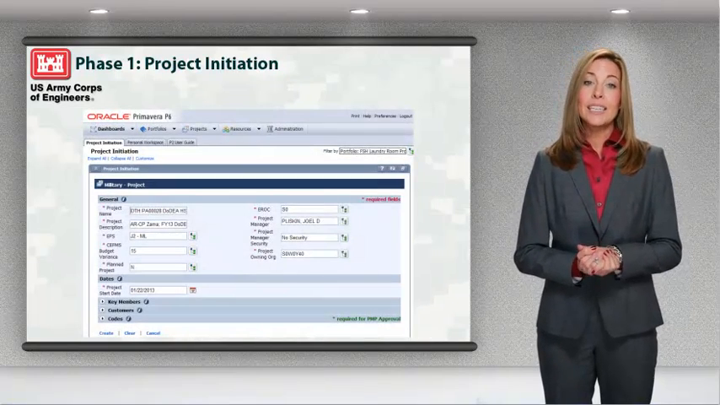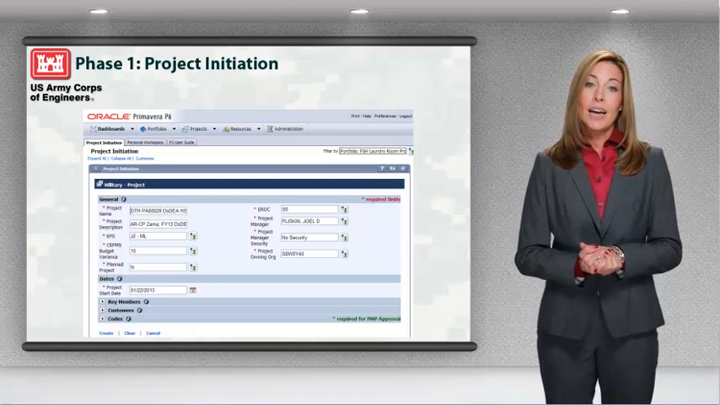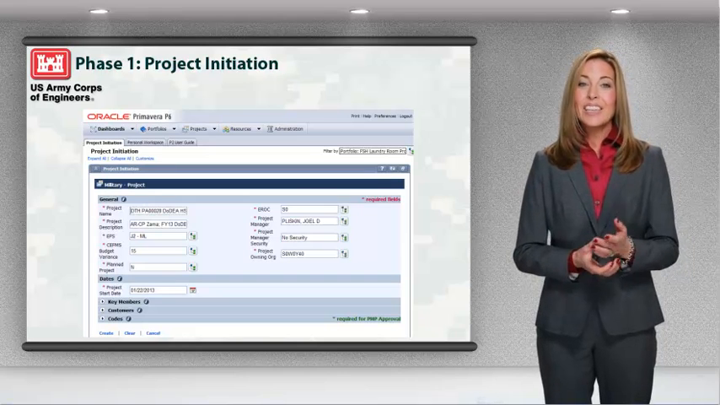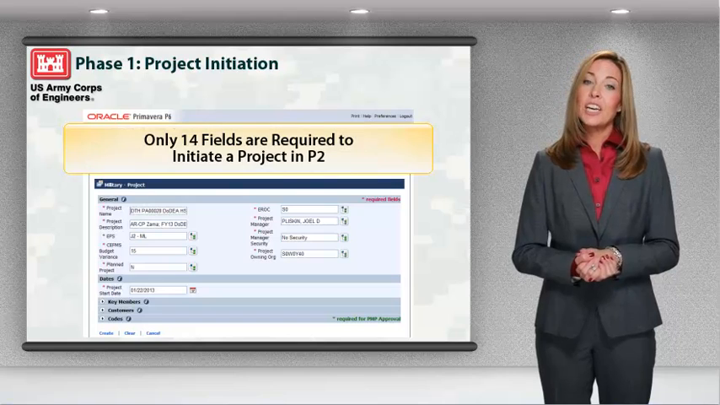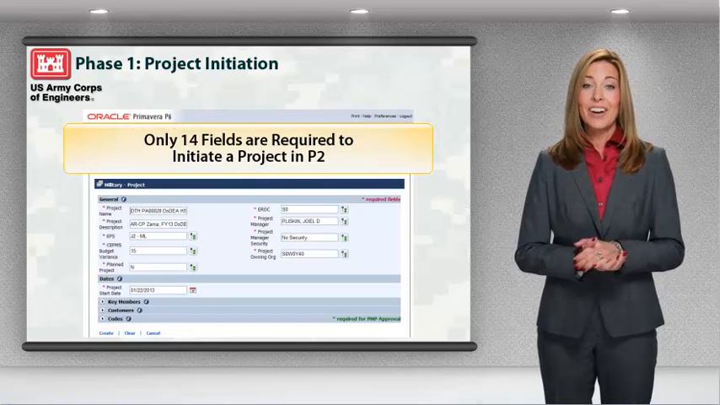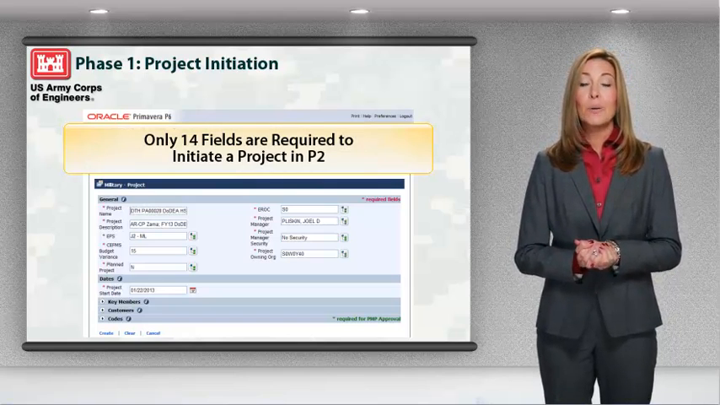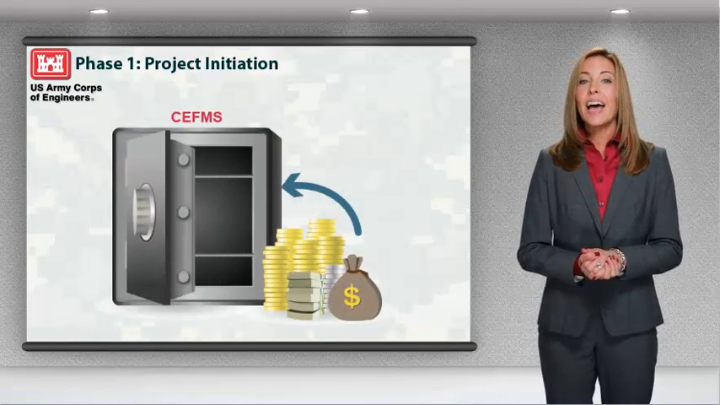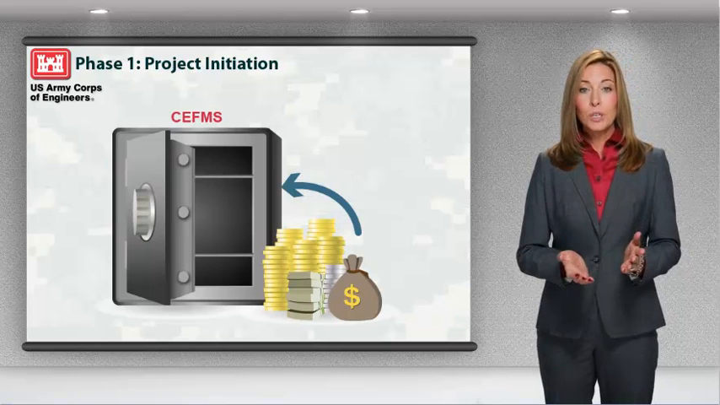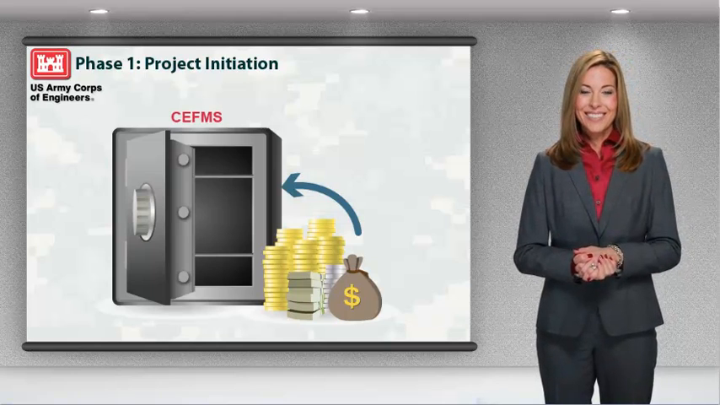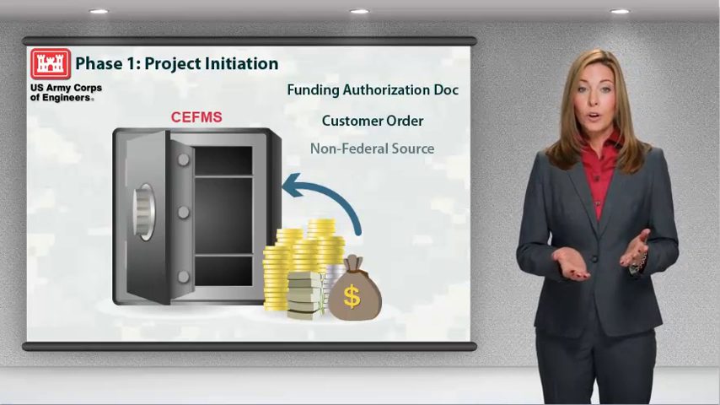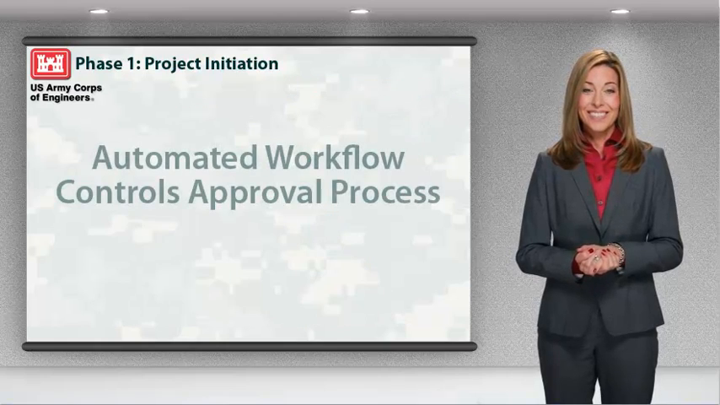One of the district's project initiators will enter the data specified in the PIF into P2 using the Project Initiation Dashboard in Primavera P6 Web. This process has been streamlined so the initiator only has to enter what is necessary to create the project and generate a project work item, or PWI, in CFUMS. This allows for the acceptance of funds into the PWI in a matter of minutes. Funds are received through a funding authorization document, customer order, or non-federal sources.